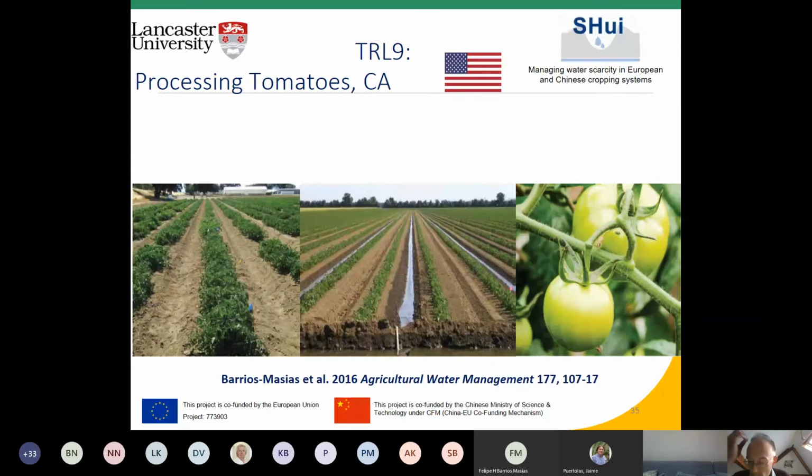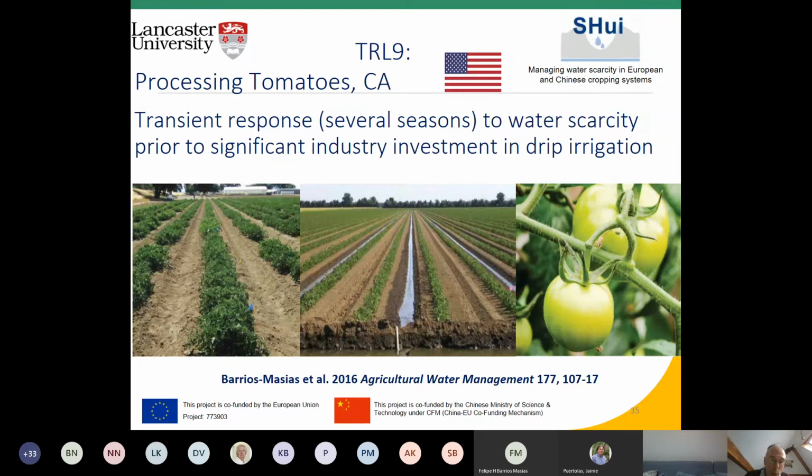In the rest of the world, I think it's a bit more difficult to find examples of where partial root zone drying has been applied. There was some nice work by Felipe Barrios Macias, and I apologize if I've mutilated your name, Felipe, on processing tomatoes that were subjected to furrow irrigation in California, and they published this work a number of years ago, showing some quite positive responses. So in this case, this seemed to be a direct and in some cases transient response to water scarcity within an irrigation farming community.